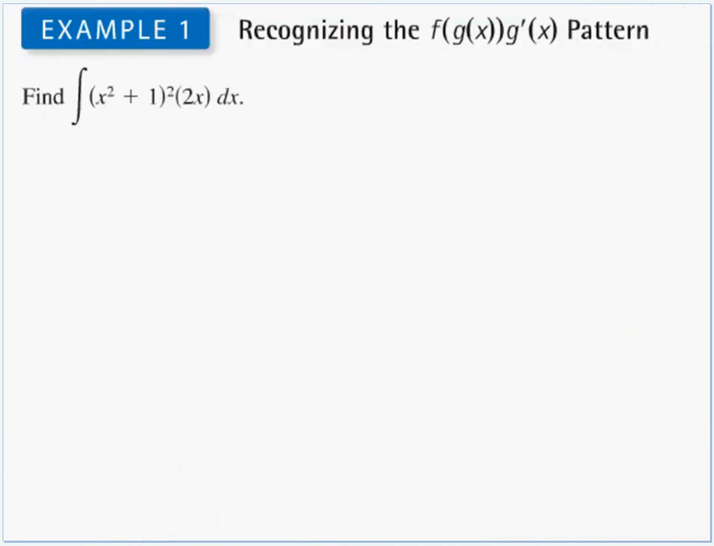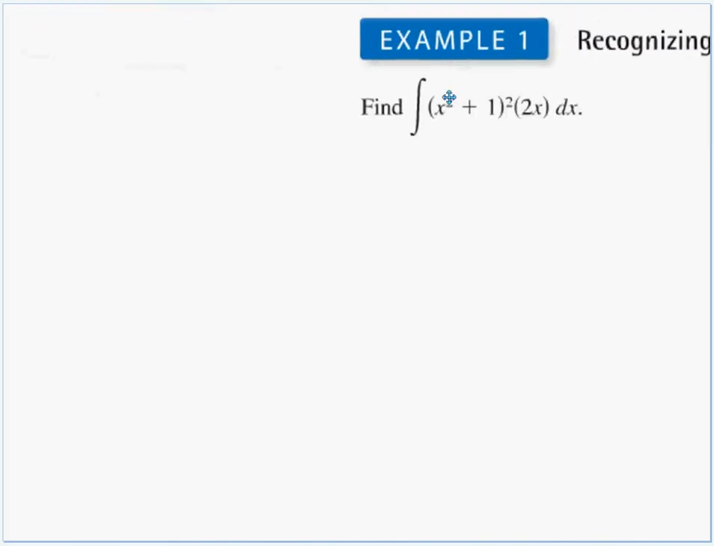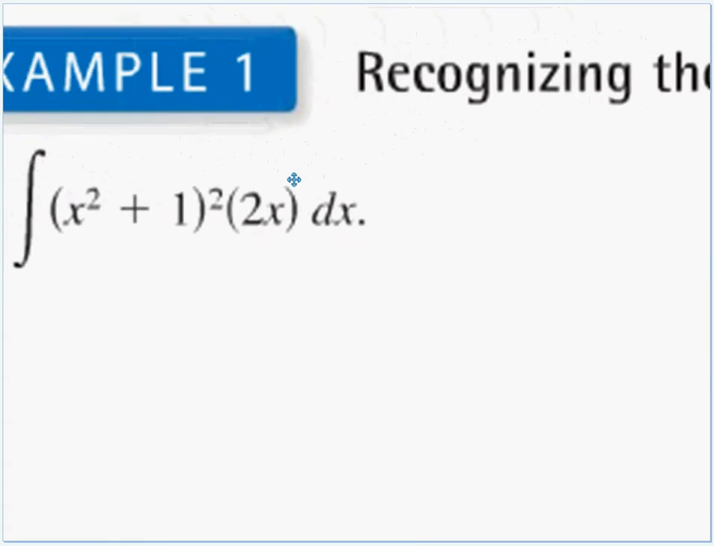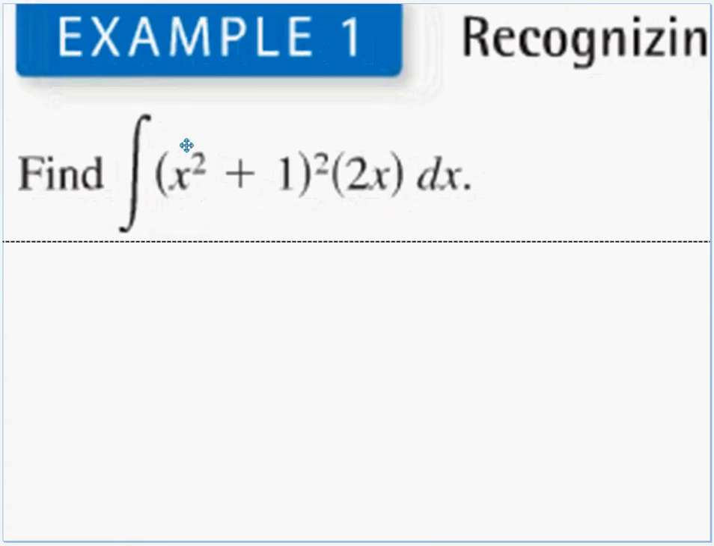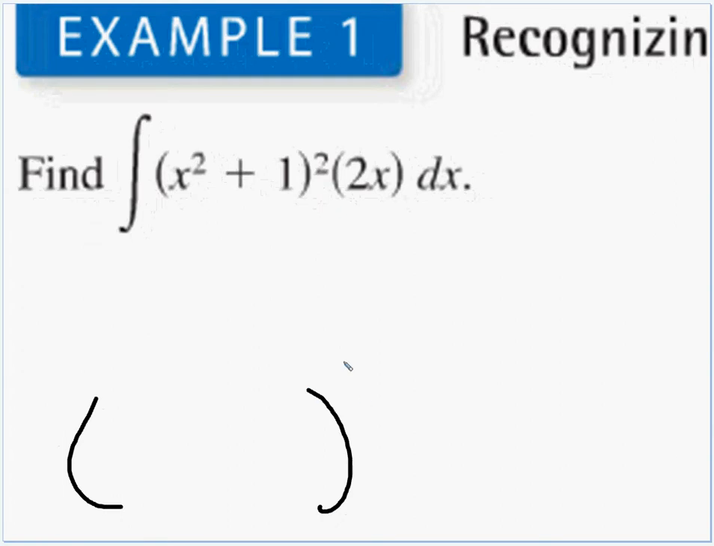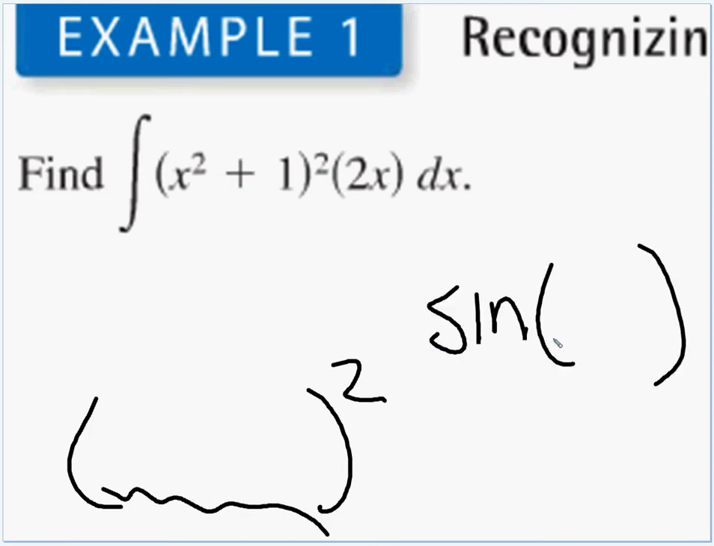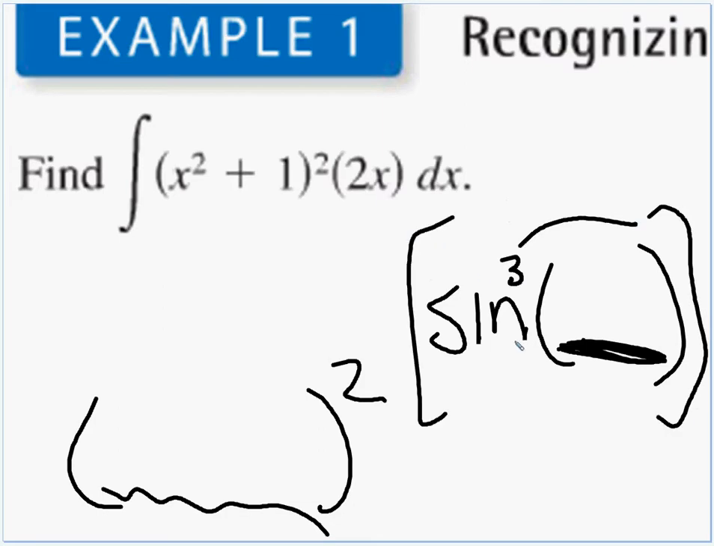So here, our first example, example 1. It says recognize the pattern f of g of x times g prime. Let me blow this up a little bit. So first, we have to figure out what might be our inside function. Usually, if you see a set of parentheses to some exponent, what is in the parentheses is your inner function. If you have a trig function like sine of something, usually what is in here is your inner function. Sometimes, if it's sine cubed and we move the cubed outside these brackets, then maybe the entire thing is your inside function.